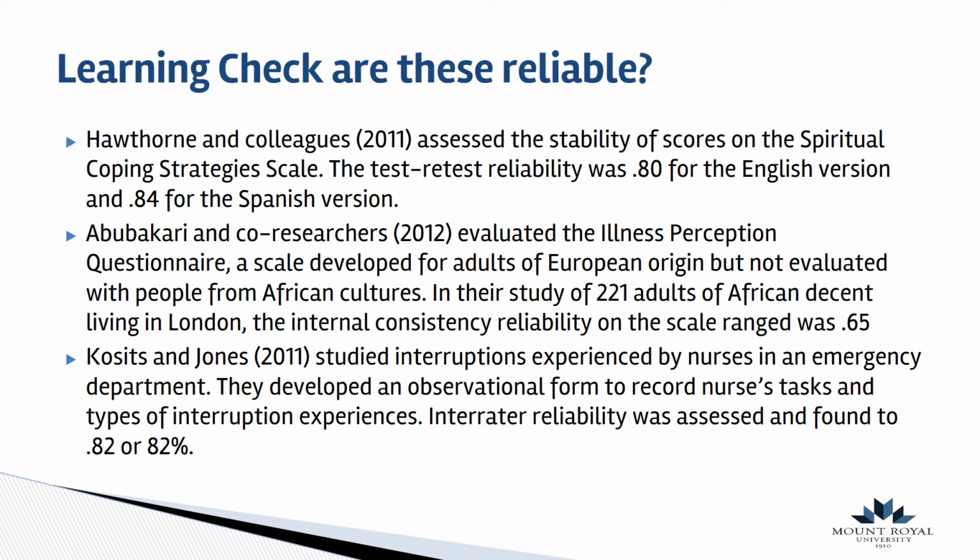And then Cossitz and Jones in 2011 studied interruptions experienced by nurses in an ER, emergency department, and they developed an observational tool form to record nurses' tasks and type of interruption experiences. So probably looking a little bit at productivity here, and the inter-rater reliability was assessed and found to be 0.82 or 82%.